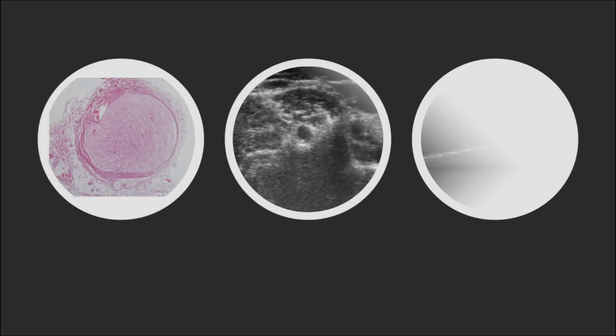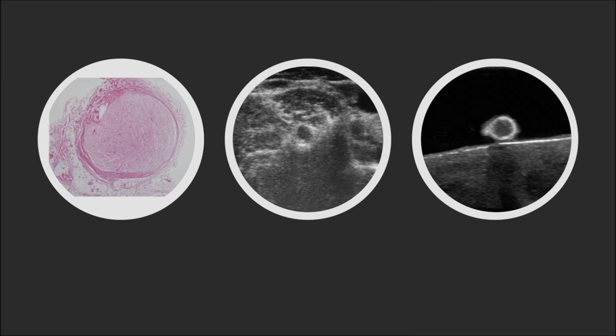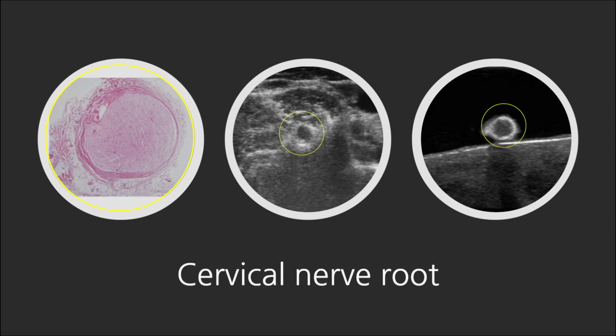Let's watch the histology of the cervical nerve root specimen. The nerve root consists of several large, round fascicles. It is very homogeneous and contains abundant water contents. The picture in the center is the nerve root on real-time scanning of the neck. The echotexture of the nerve root consists of several round hypoechoic structures.